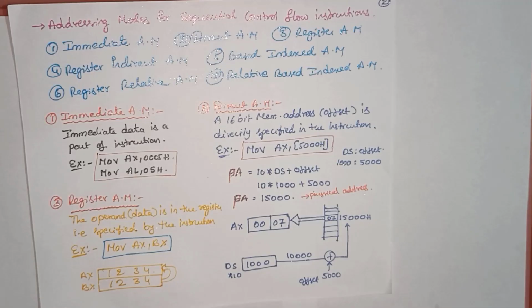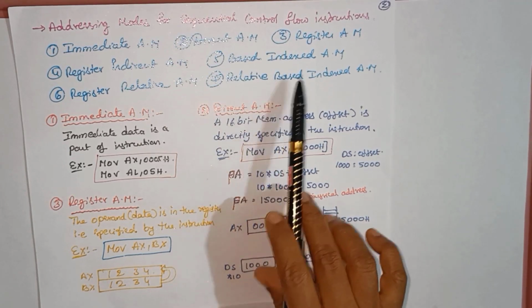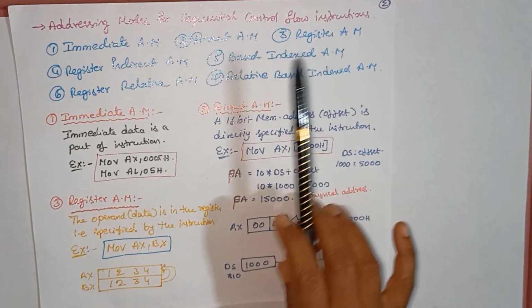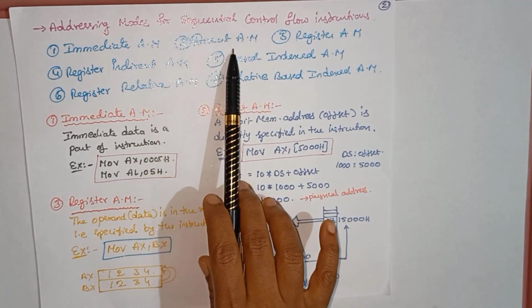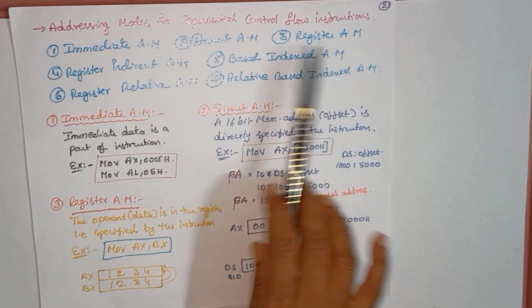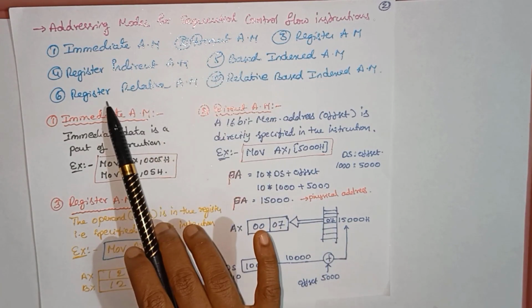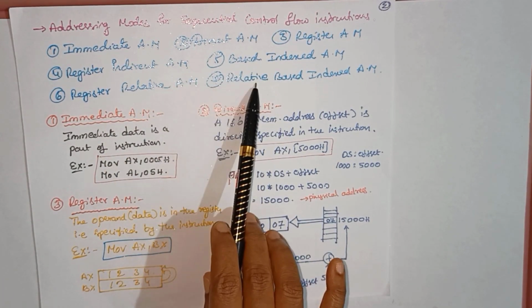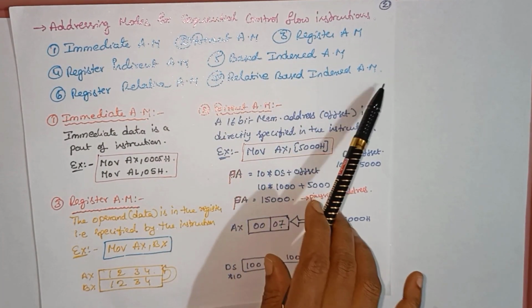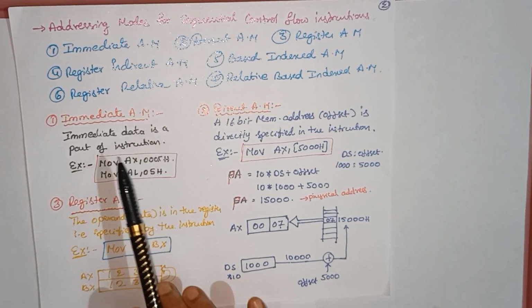Let us see addressing modes for sequential control flow instructions. Immediate addressing mode, direct addressing mode, register addressing mode, register indirect addressing mode, based indexed addressing mode, register relative addressing mode, relative based indexed addressing mode. Let us discuss one by one.